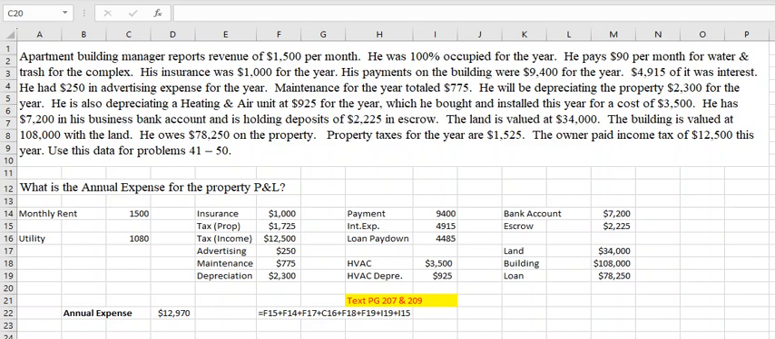So right away we should identify there's a difference here. There's a tax for the property and there's a tax for the owner on income. So this tax is respective to the owner's income, and this one is specifically for the property. So now how do we calculate the annual expense on the profit and loss?